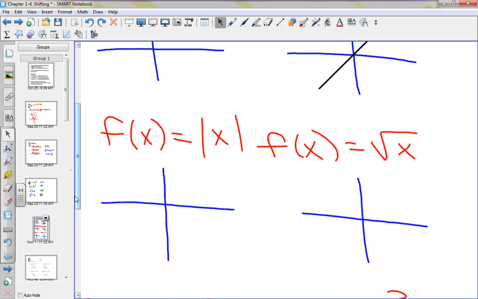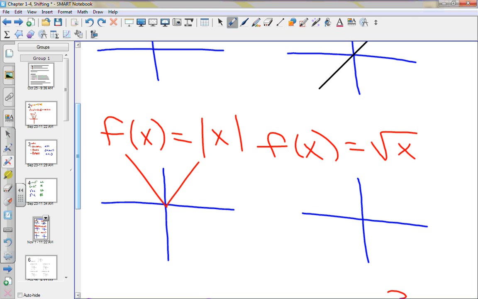Now what about this one? F of x equals the absolute value of x. What does that look like? Birds fly in a form of a V. This is going to be your lovely little V. Okay? So the absolute value function is a parent function of its own.